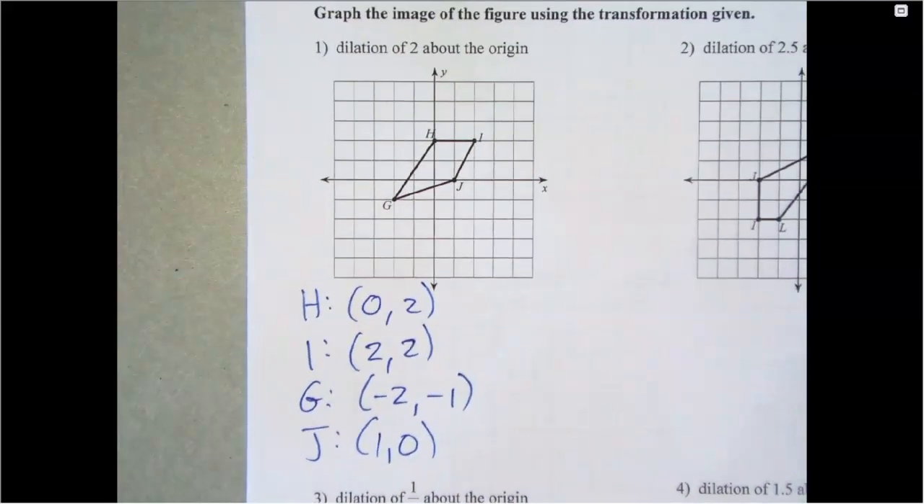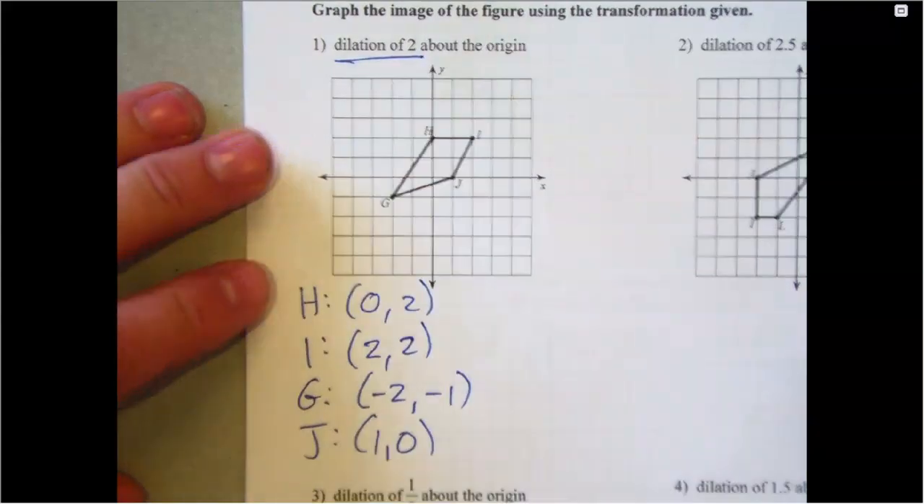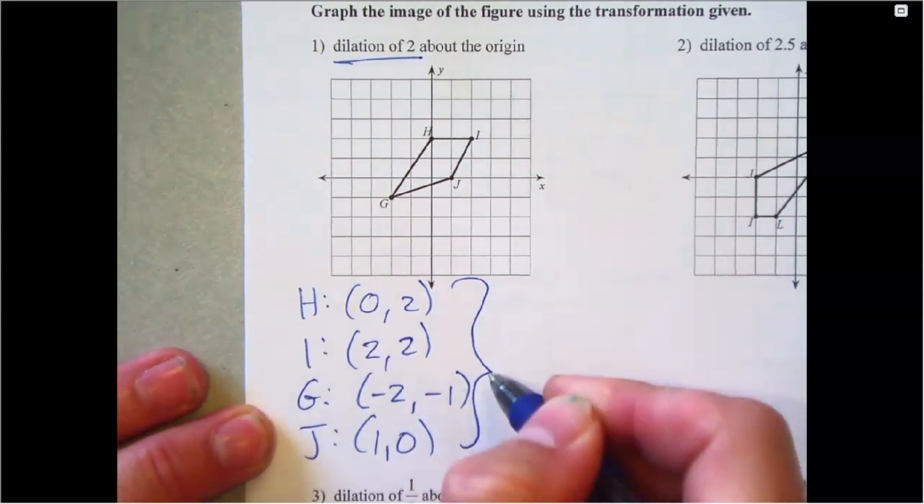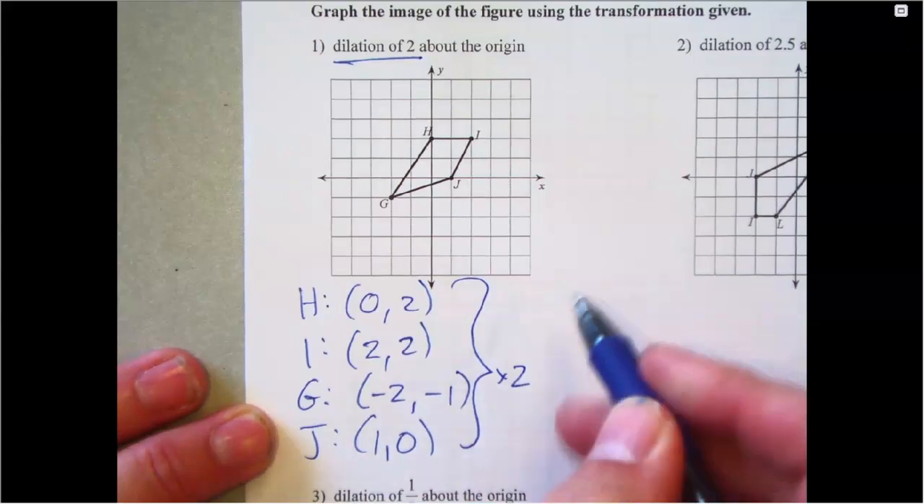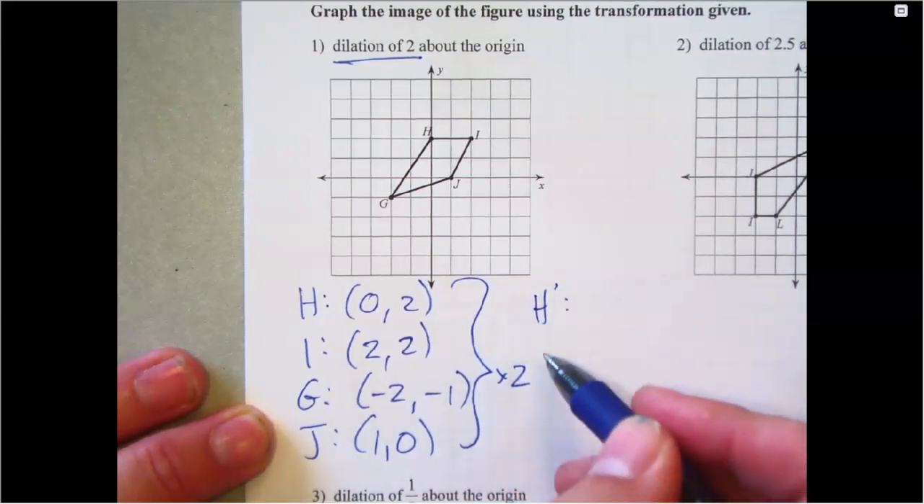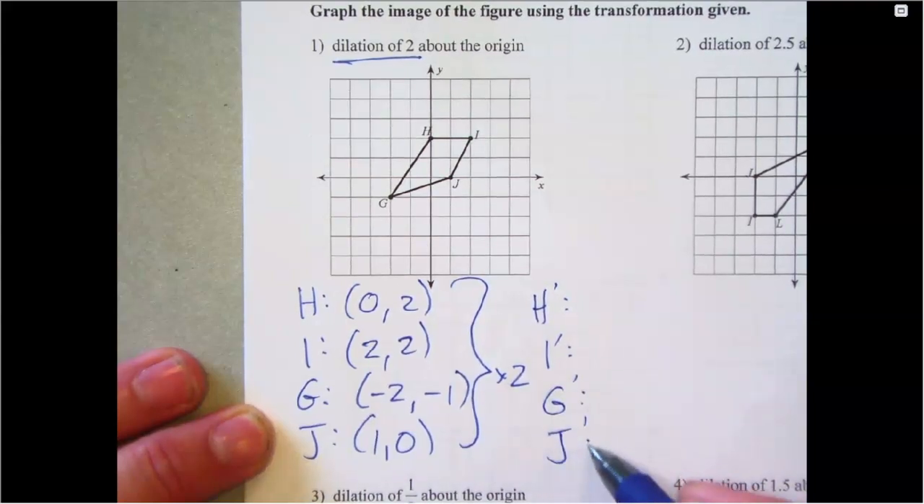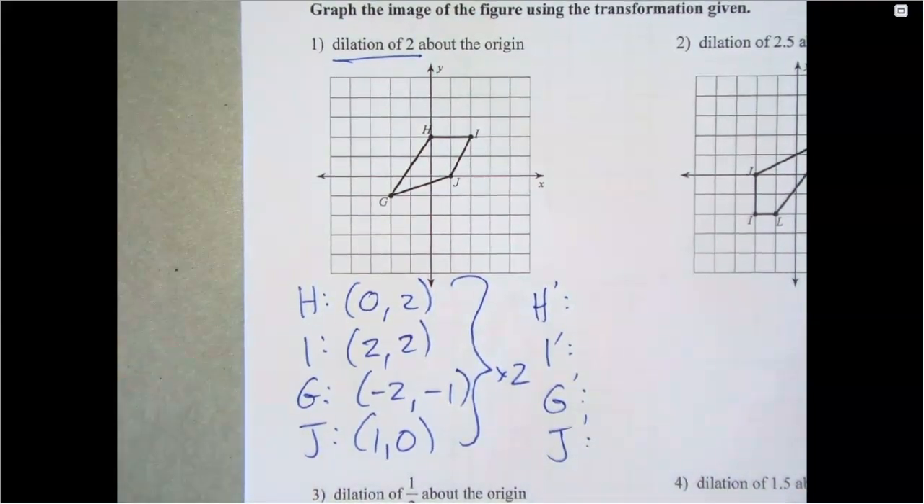Alright, so now, dilation of 2 means we're going to double the size of the shape. The way you do that is to double every single number that we just wrote down. So I'm going to take every number there and double it. And that'll turn into H prime, I prime, G prime, J prime.